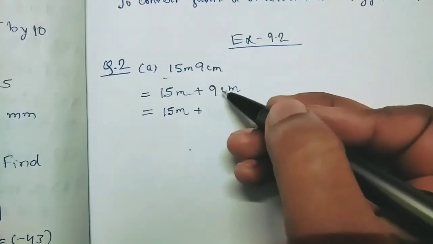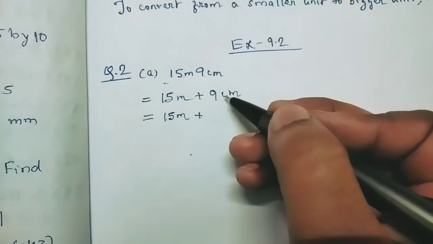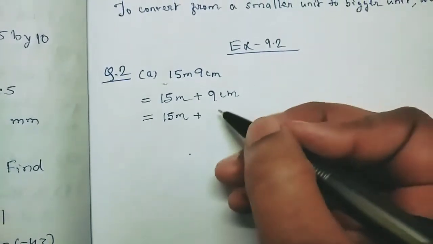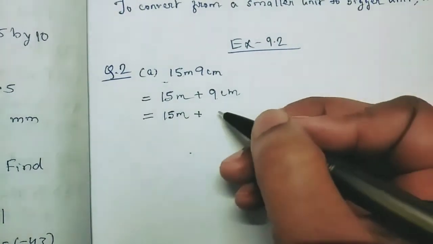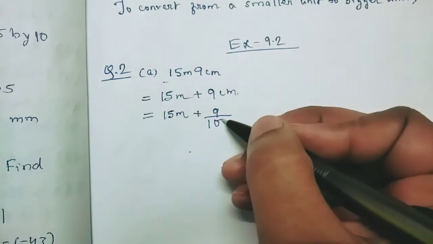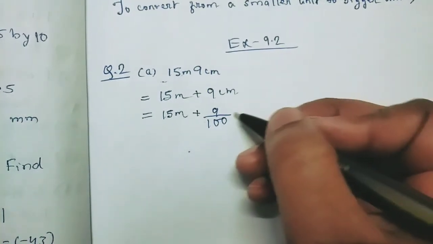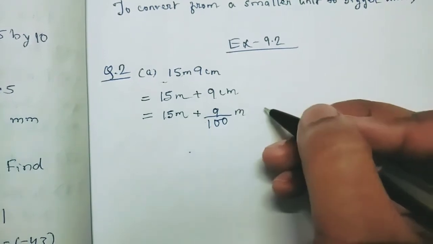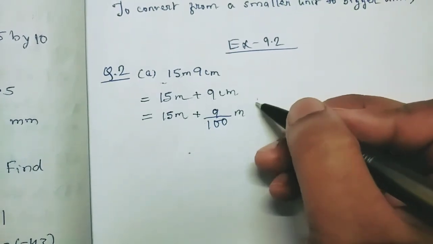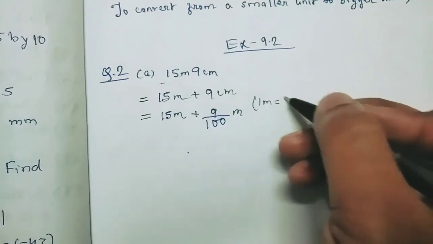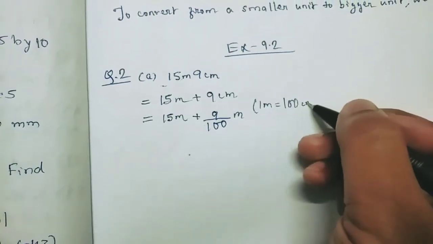So the rule comes. So to convert a centimeter into meter, we'll always divide. So by what will we divide? We'll divide by 100 because the relation is 1 meter equal to 100 centimeter. Okay, so 9 divided by 100. Now it is in meter. Here write the meter, and here write the reason also, because 1 meter equal to 100 centimeter. Okay, this is the reason.